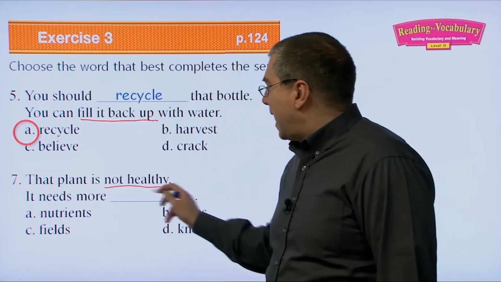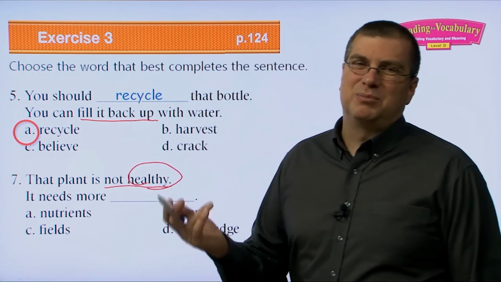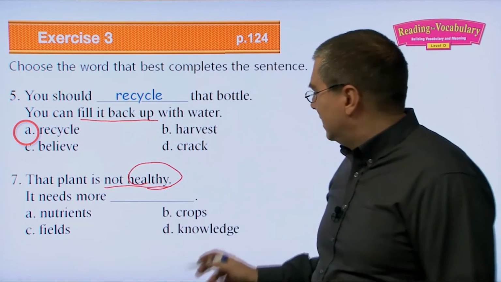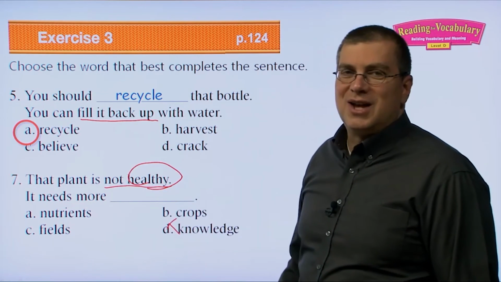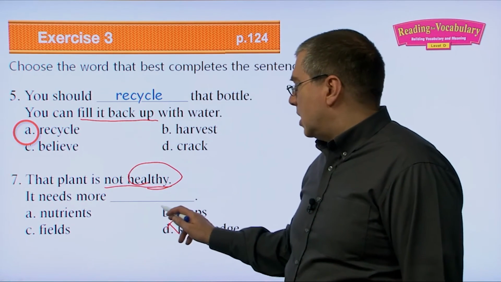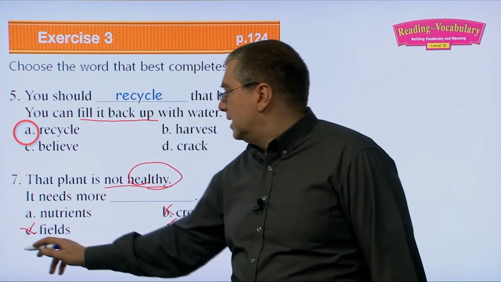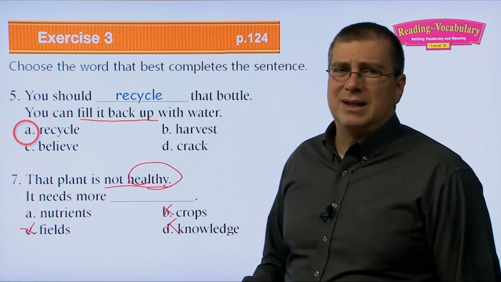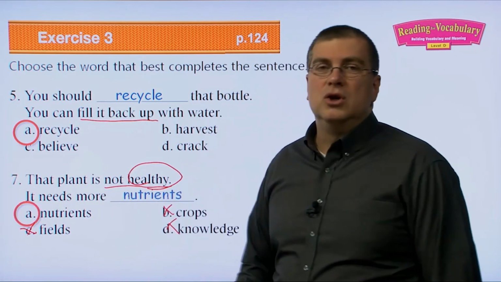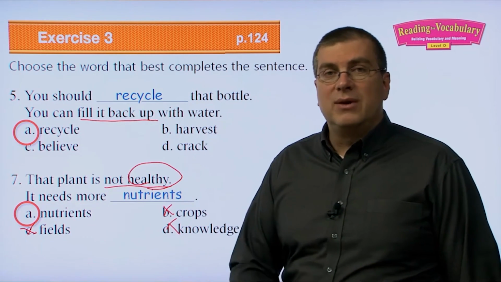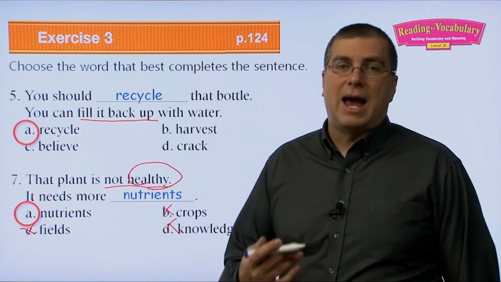Okay? Now we're talking about healthy, right? Not smart. Besides, plants can't think. They don't have brains. So right away we know knowledge is not the answer. Crops, no, because that's a type of food that farmers grow. Fields, it needs more fields. That doesn't make sense. It needs, of course, more nutrients. Nutrients are what living things need to stay healthy.